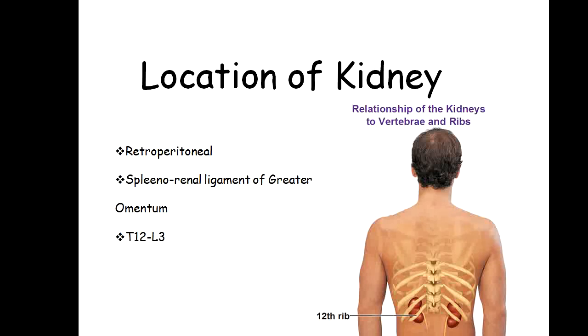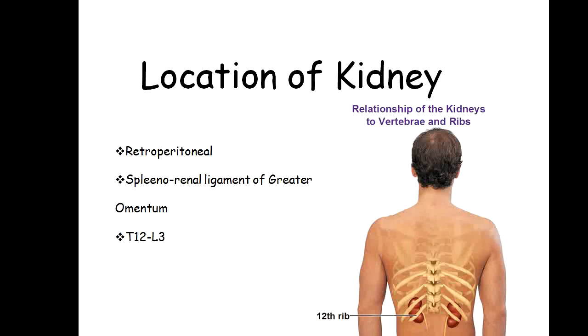Coming toward the retroperitoneal word in the next slide, the kidney is attached with the spleen, actually, with a part of the ligament or part of the greater omentum. That is a ligament-like structure, part of the greater omentum, called the splenorenal ligament. And the position of the kidney is from T12 to L3.